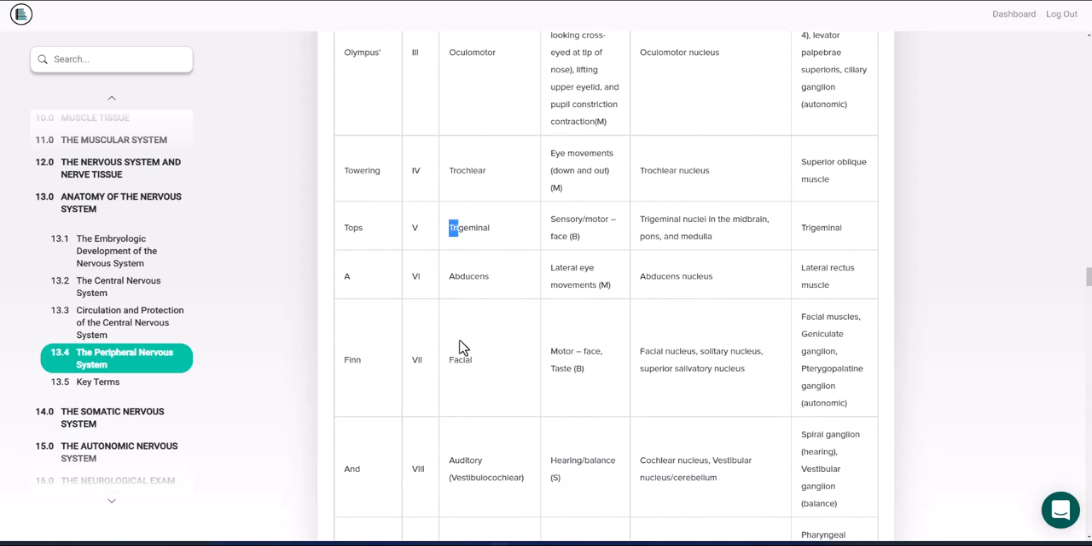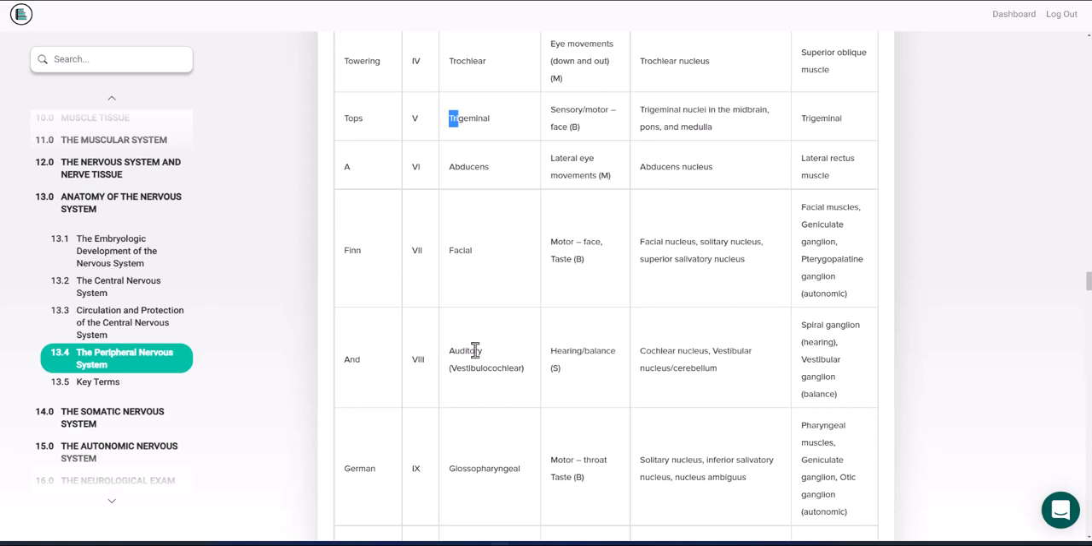Jumping down to number 7, the facial nerve. The facial nerve is also a mixed nerve. It moves the muscles of your face to make funny faces. It also is your taste sensations on your tongue. So it is both motor and sensory.